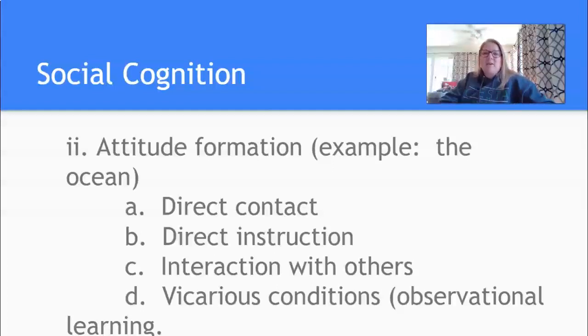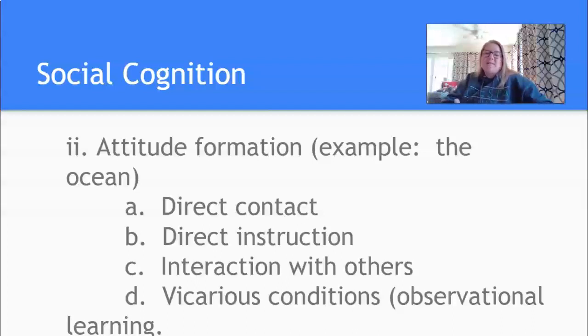Now, maybe you have been told by somebody, maybe it's by me right now, don't trust the ocean, don't turn your back on it. So somebody has taught you to have an attitude about something. Maybe it's through interactions with others. Maybe they had an attitude about the ocean, and so you just kind of picked up on it.